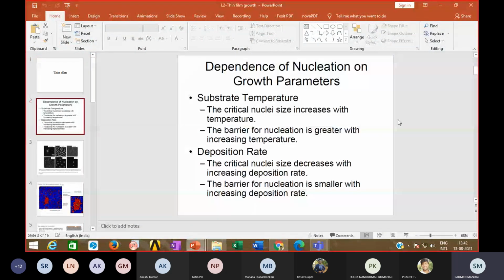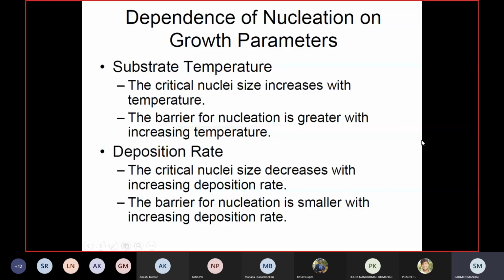Now this part is the dependence of nucleation on the growth parameters. What are the factors deciding this nucleation? One is substrate temperature, which is very important in physical vapor deposition. Second is the deposition rate. Substrate temperature affects it as follows: critical nuclei size increases with temperature.